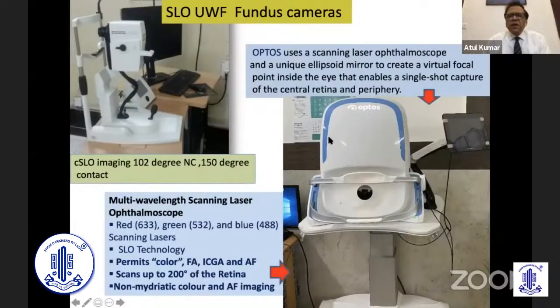The Optos, this is the California version which we use at RP Center. And this is my personal experience with the confocal SLO system used in this California version. And this is the Heidelberg system, which is also confocal SLO, goes up to 102 degrees. And this has a unique ellipsoid mirror, so you get a flat image. It's like the world map seen flat. So the line drawn in the center is not equal to the line drawn in the periphery, but it gives us a whole lot of image information.